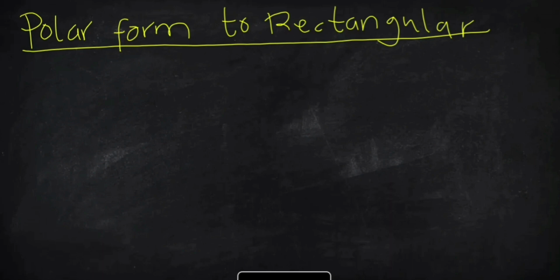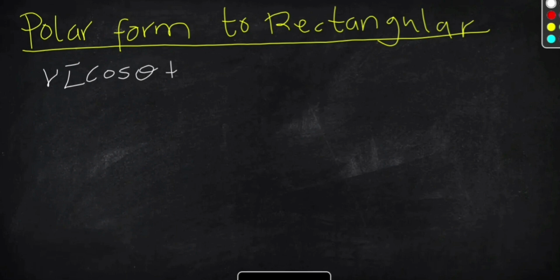We know that a complex number in a polar coordinate could be represented as r cos theta plus i sine theta. This is the polar coordinate. How do we convert this back to our rectangular coordinate?